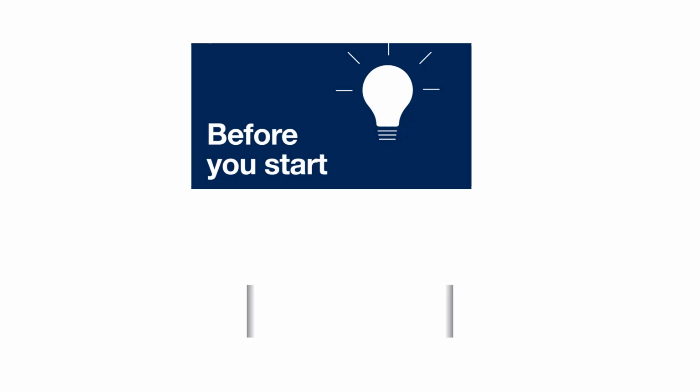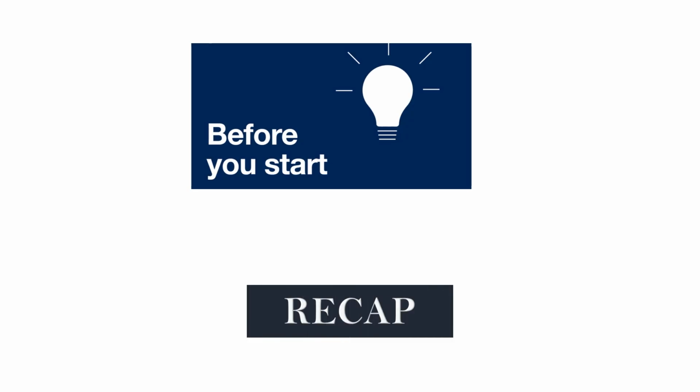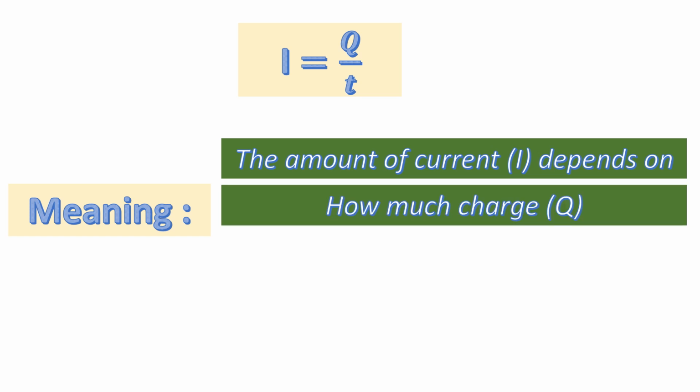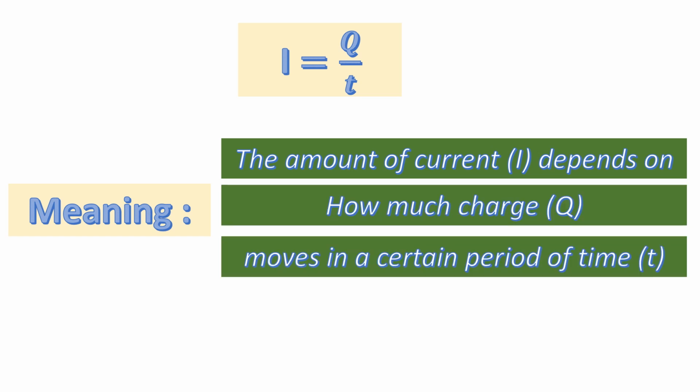In this video, we are going to learn about electric potential. But before we move ahead, let's do a little bit of recap of what we have learned before. Remember I equals Q by T? What is the meaning of that? The amount of current I depends on how much charge moves in a certain period of time through a metallic conductor.